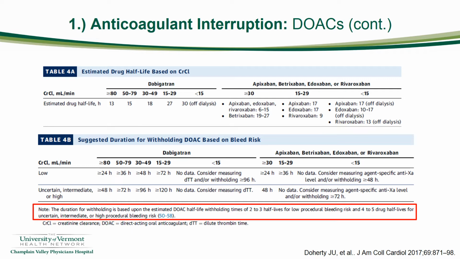The duration for withholding in this case is actually based off of an estimation of the DOAC half-life. And in this scenario, the recommendations are generally 2 to 3 half-lives for a low procedural bleed risk and 4 to 5 drug half-lives for those other procedures that are either uncertain, intermediate, or high bleed risk as far as the withholding period prior to that procedure.